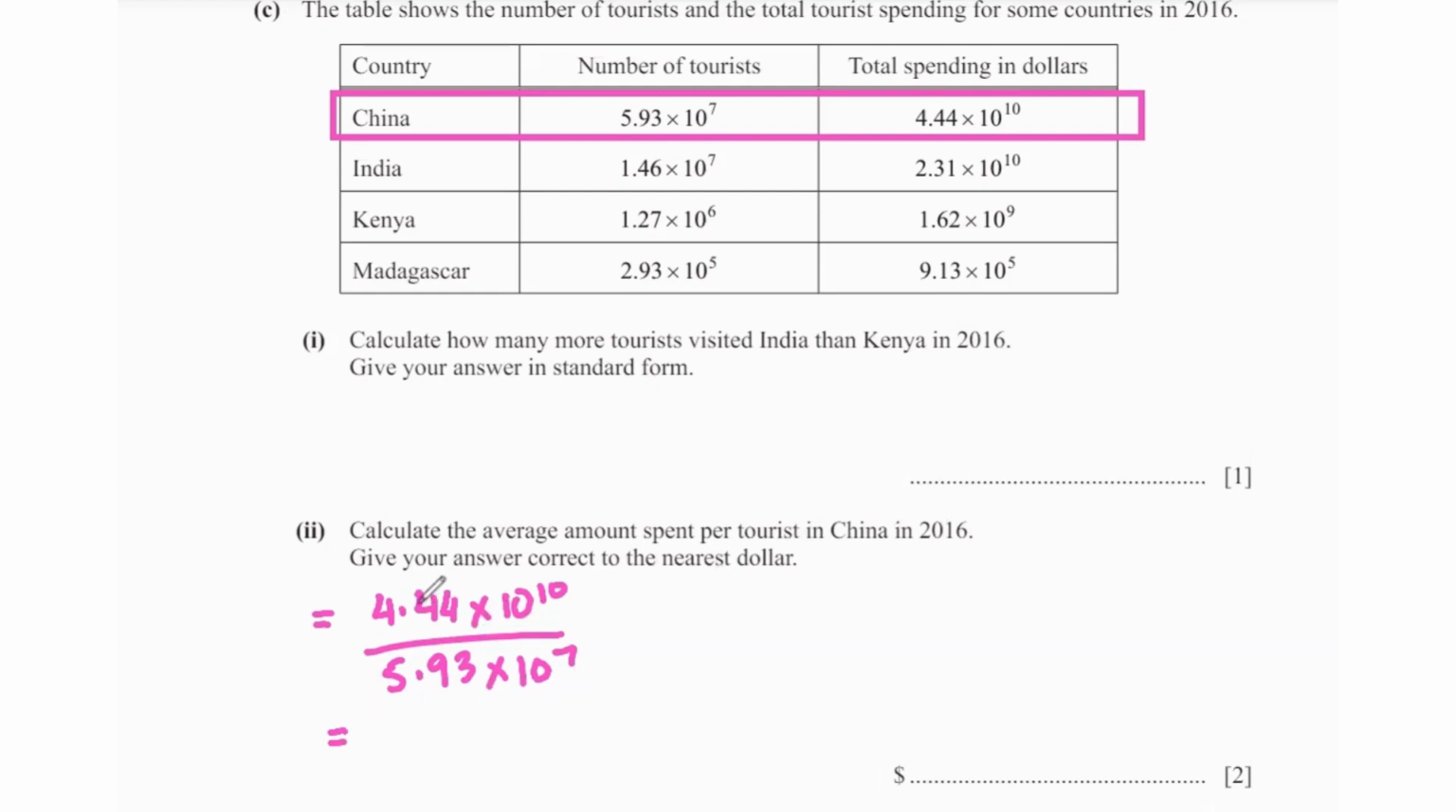So when we divide the two, 4.44 divided by 5.93 is 0.7487. And 10 to the power of 10 divided by 10 to the power of 7 is 10 to the power of 3 because we subtract the powers. In the previous case, we added the powers because you were multiplying similar bases. So we move the decimal one place to the right. As we said, the first digit has to be a non-zero digit. So 7.49 times 10 to the power of 2. The reason why it's 10 to the power of 2 is because we move the decimal one place to the right-hand side now. So now we subtract 1 from it. In the previous case, we moved the decimal one place to the left side. So we added 1 to the power.